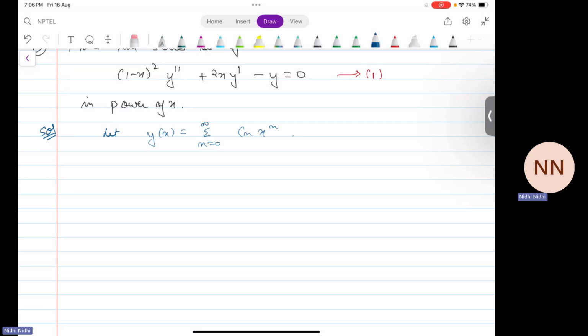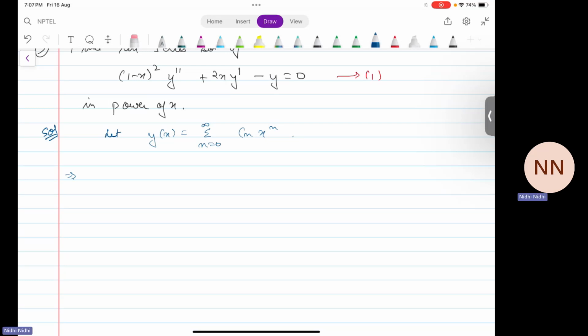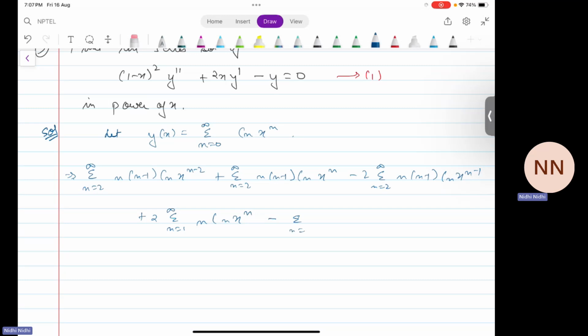So after substituting the value of y dash and y double dash, you'll get summation n from 2 to infinity n minus 1 n cn x to the power n minus 2 minus summation n from 2 to infinity n minus 1 n cn x to the power n plus summation n from 1 to infinity n cn x to the power n minus 1 plus 2 summation n from 1 to infinity n cn x to the power n minus summation n from 0 to infinity cn x to the power n equals to 0.